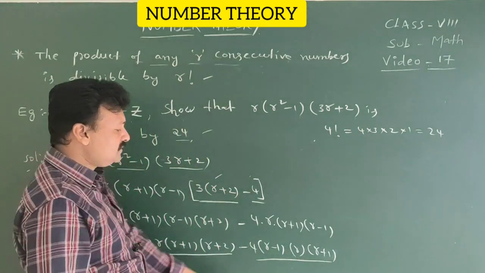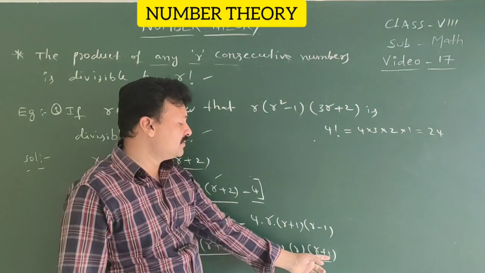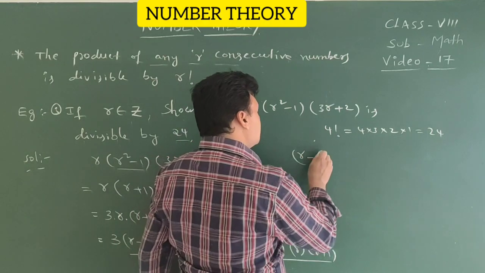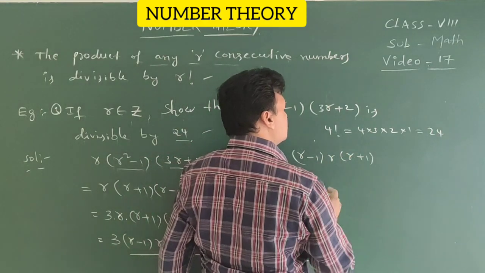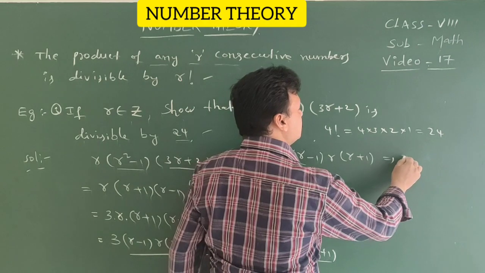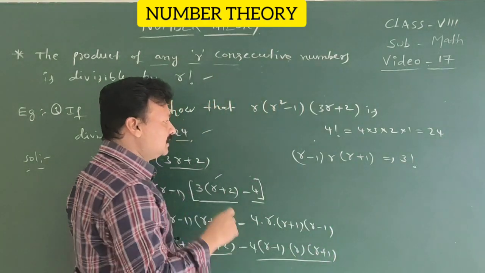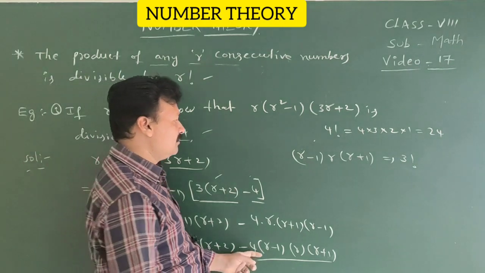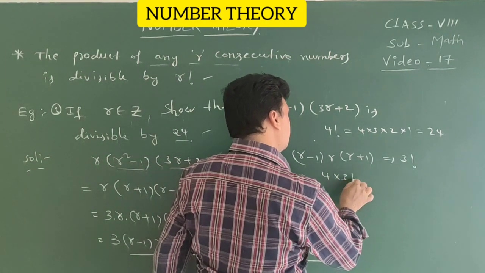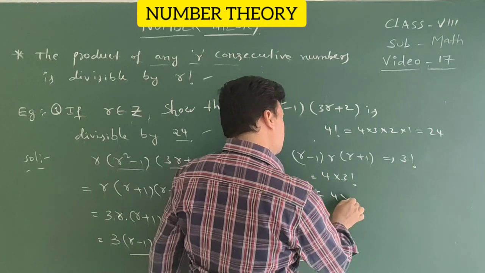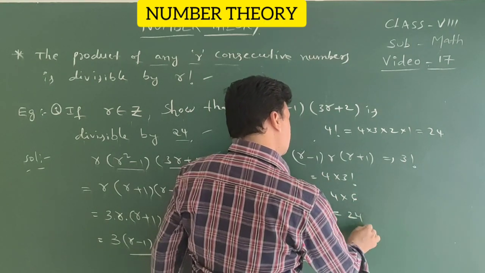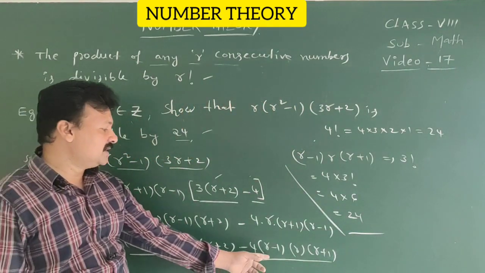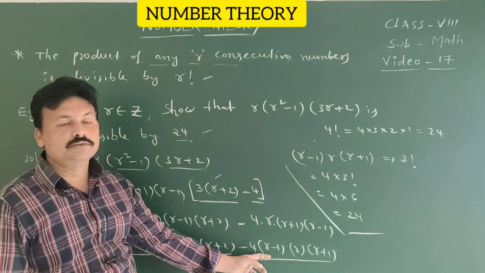Here r minus 1 into r plus 1. The product of r minus 1 into r plus 1 is divisible by 3 factorial, because these are 3 consecutive integers. Next, we have another number 4, meaning 4 into 3 factorial. So here 3 factorial means 6, and 4 into 6 equals 24. So now the second part is also divisible by 24.